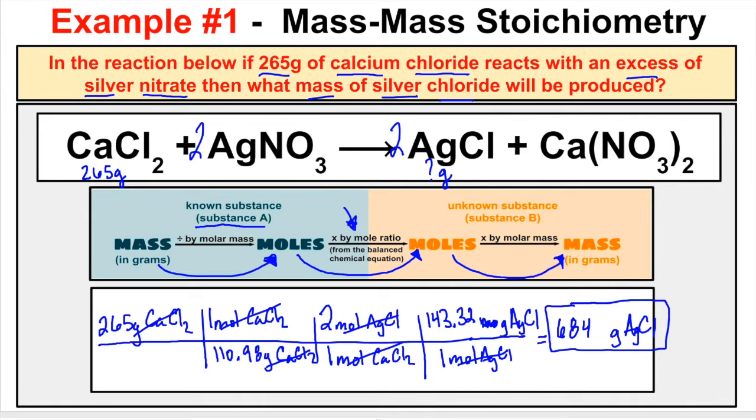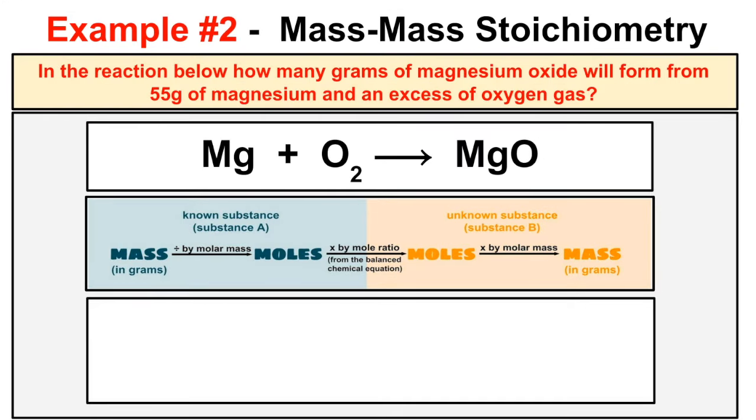Let's take a look at another example. In this example, it says in the reaction below, how many grams of magnesium oxide will form from 55 grams of magnesium and an excess of oxygen gas. So in this problem here, it looks like we have 55 grams of magnesium, and what we want to figure out is how many grams of magnesium oxide will end up being produced. So we have to balance our chemical equation first. And so bam, our chemical equation is now balanced.